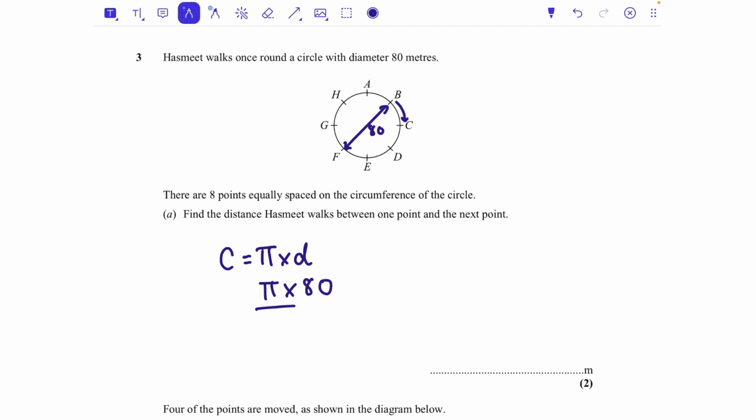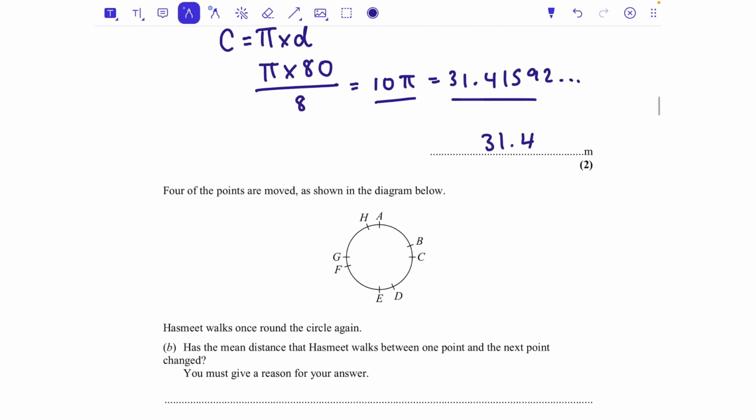And then we need to divide that into 8 sections. So you can do that without a calculator. That's actually 10 pi. But given that this was a calculator exam, let's put it in our calculator. So 10 times pi is 31.41592. Didn't actually say what to round it to, so let's just put 31.4. And we've put our answer there in a couple of different ways. So we definitely get the marks for that.